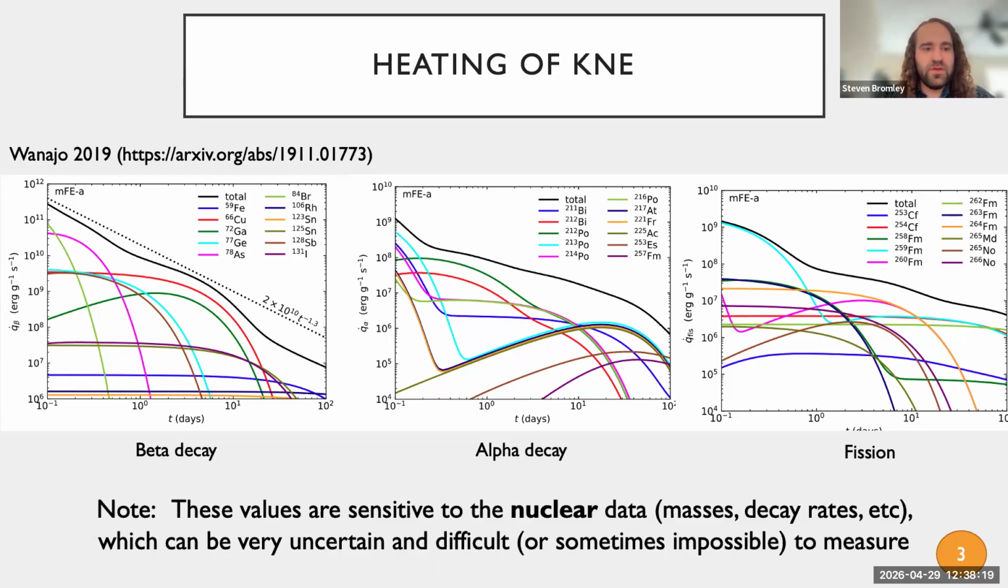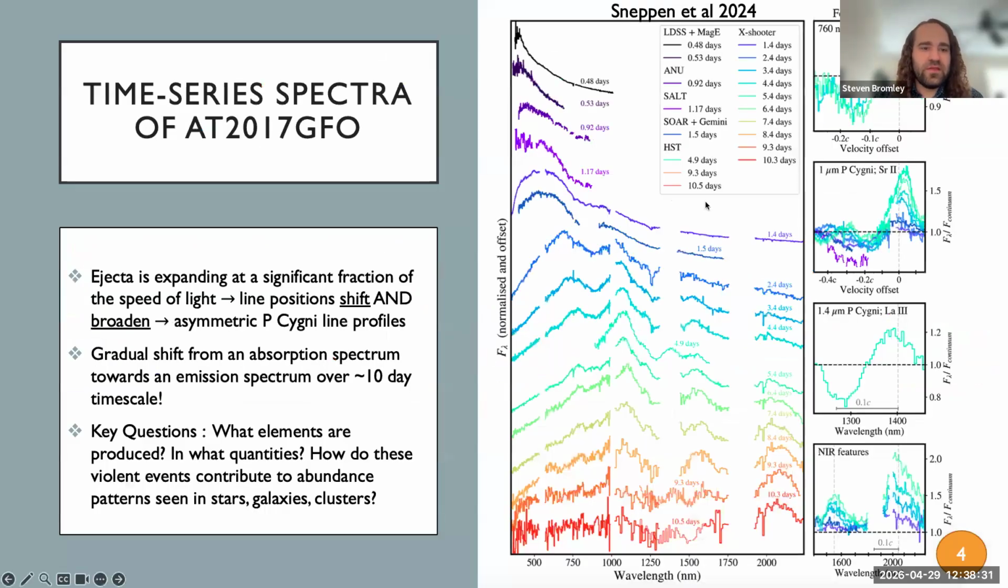in various beam facilities. But for some of these more exotic isotopes, it's very difficult or impossible to measure, and so we're mostly relying on theory. And so just to dig into the atomic physics a little bit more, what I'm showing here is a time series of the spectra from AT 2017 GFO. This was the kilonova that followed the first binary neutron star merger gravitational wave detection back, I guess, almost a decade now. And this time series is from Sneppen et al.